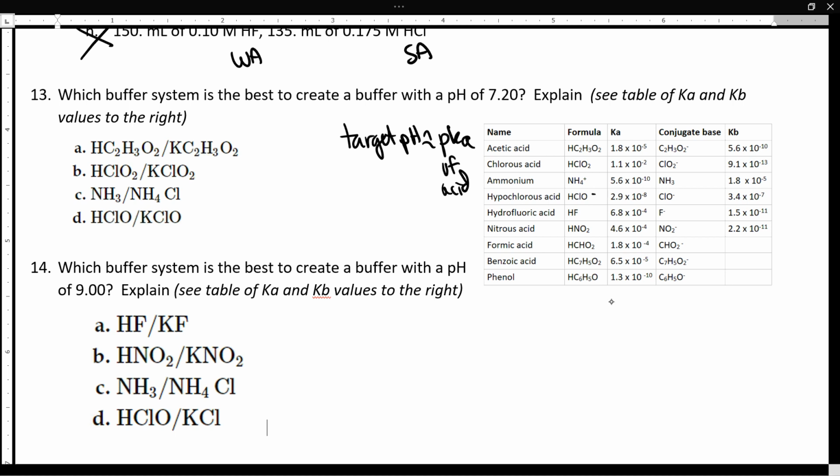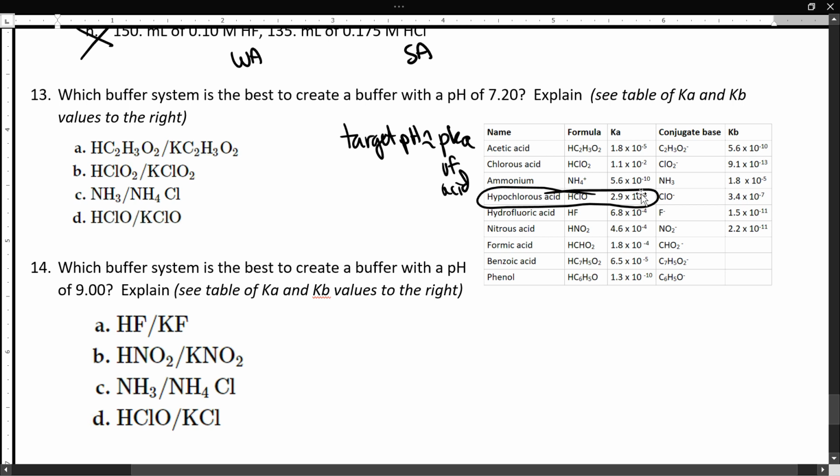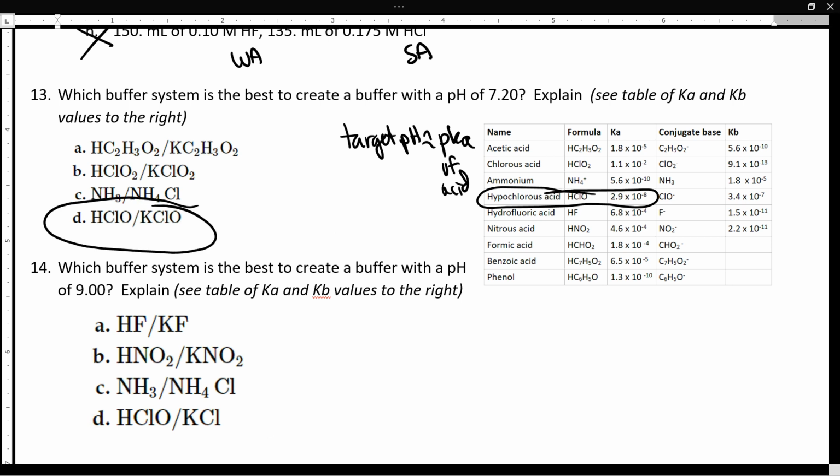So it looks like this one right here, hypochlorous acid, is going to have a pKa closest to 7, because its exponent is 8. 8's close to 7, so it's going to have a pKa close to 7. I can do the math and figure out what it is exactly, but I can also just predict what it is based on that exponent there. So I want some hypochlorous acid and its conjugate base right there.